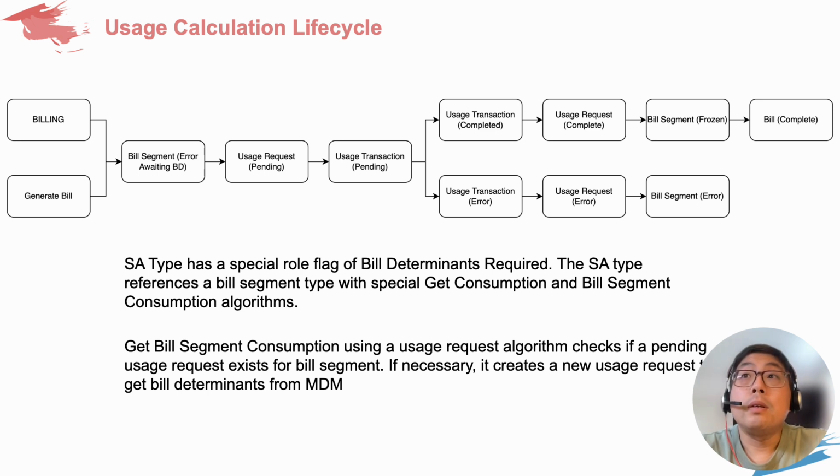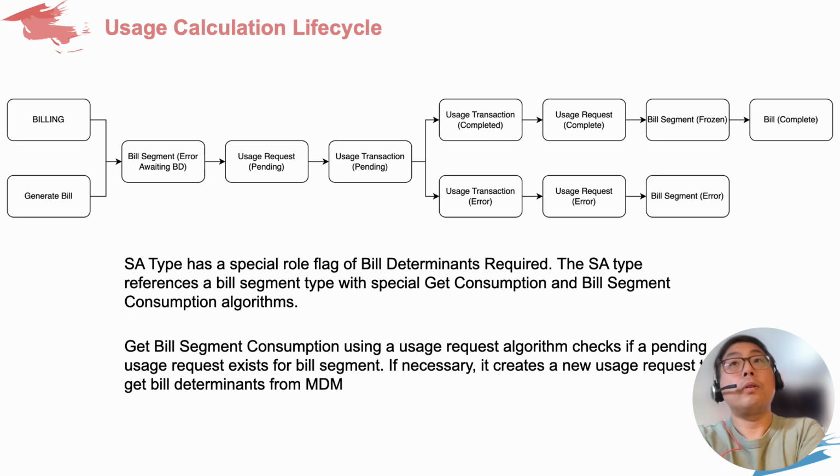Now, based on the rate which we normally define on the service agreement, we will know what usage rule to apply in the usage subscription. So usage calculation kicks off at this point. In the happy path, usage transaction completes, usage request completes, bill segment is finalized, bill completed.